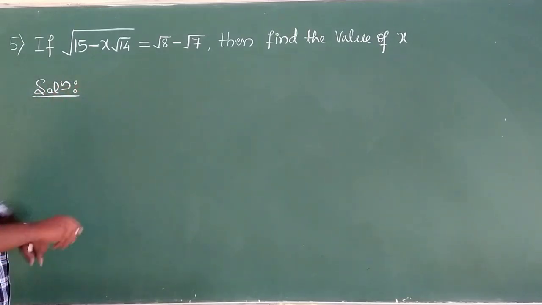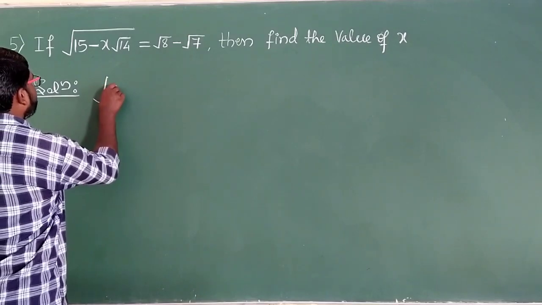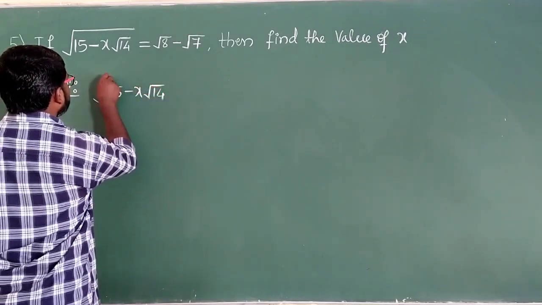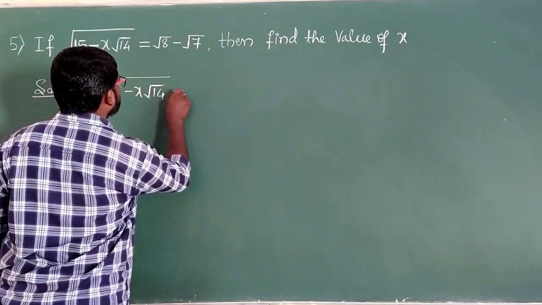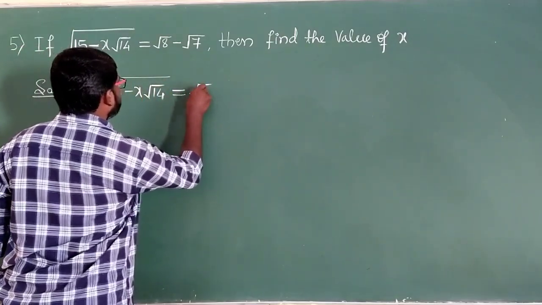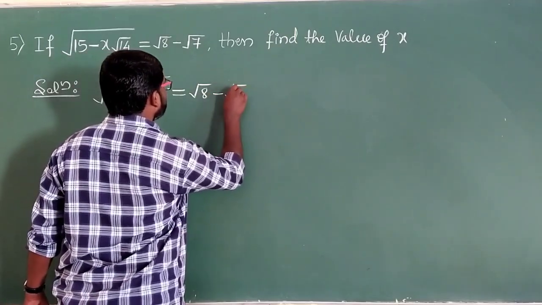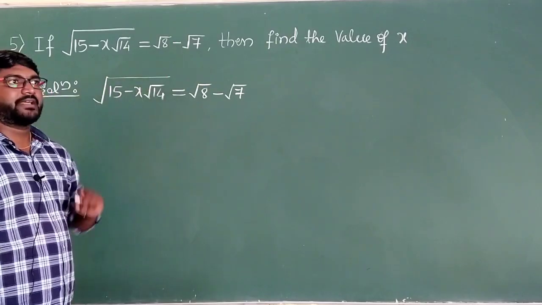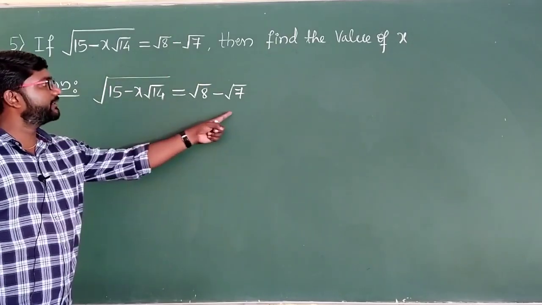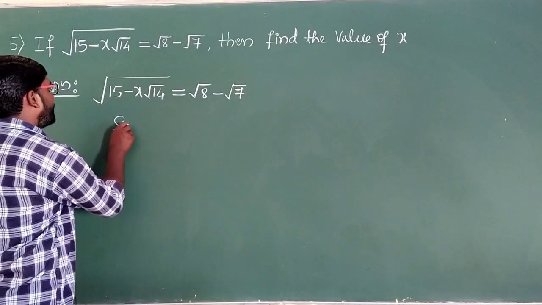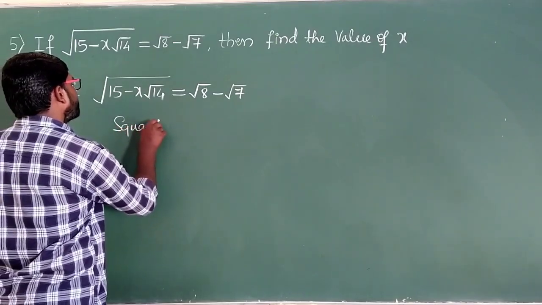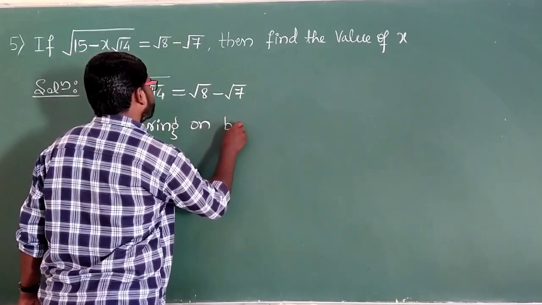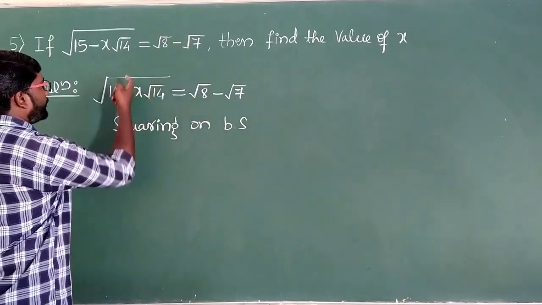Let me write the given question. It is square root of 15 minus x into root 14 equals root 8 minus root 7. Now here we have to eliminate the square root. For that we need to square on both sides. Squaring on both sides, the square and root will be eliminated.